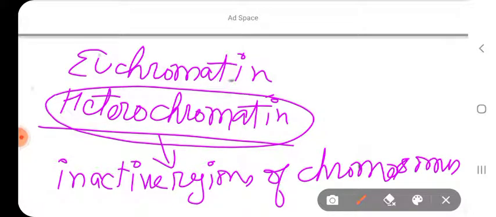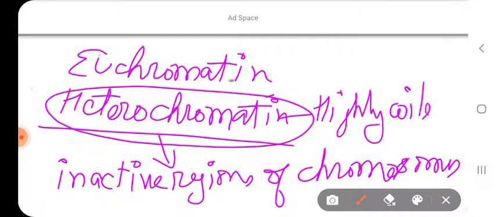Now, why are they inactive? Because in heterochromatin regions, the chromatin fibers which make your chromosomes are highly coiled. Heterochromatins are highly coiled regions of chromatin. And as they are highly coiled regions of chromatin, no expression of the genes occurs.